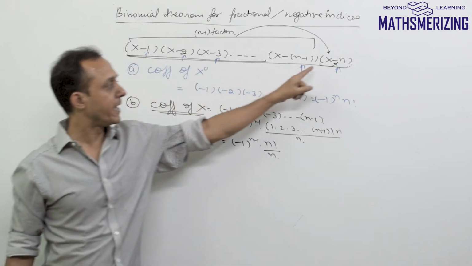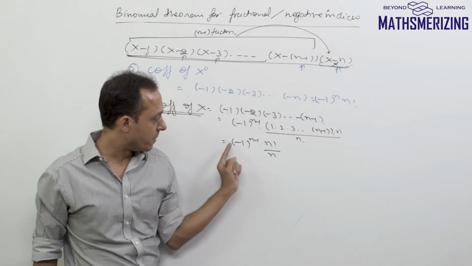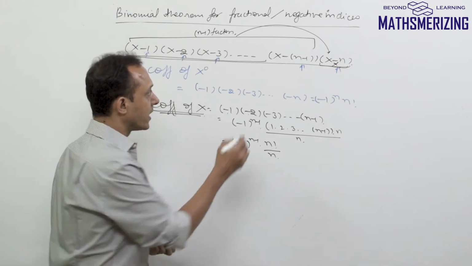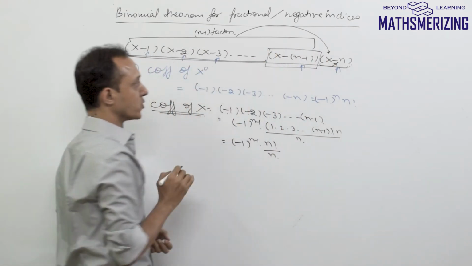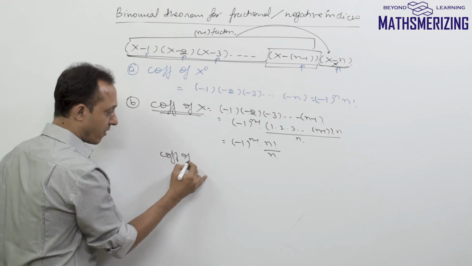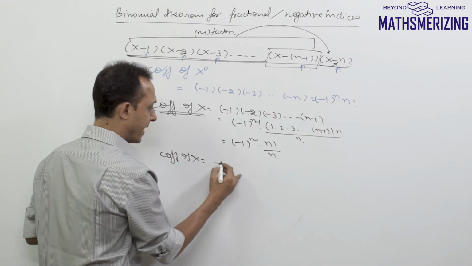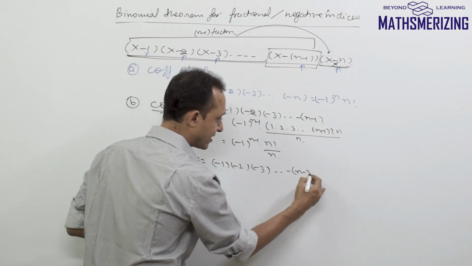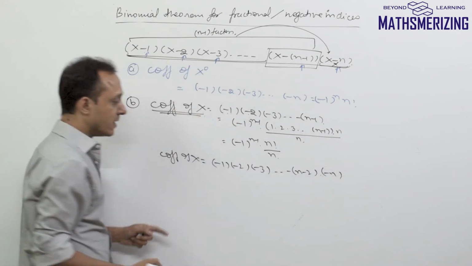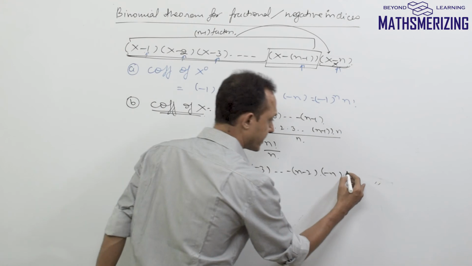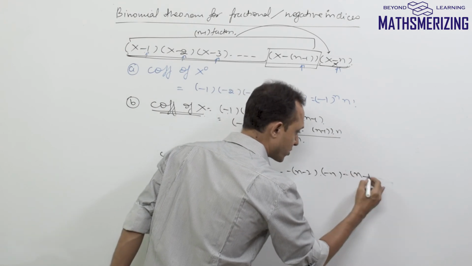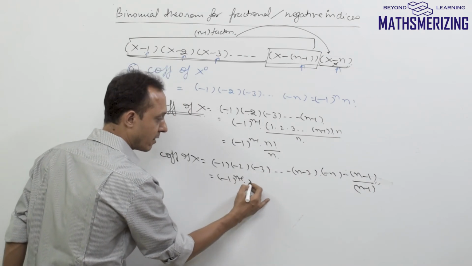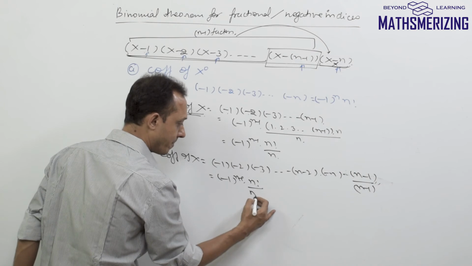So if I leave out this term x minus n, then the coefficient of x will be minus 1 to the power n minus 1 factorial n upon n. Now what if I leave out the factor x minus n minus 1? In that case, the coefficient of x will be minus 1, minus 2, minus 3, up to minus n minus 2, and then minus n. So that's the coefficient of x. Now again, for the sake of symmetry, I'll multiply with n minus 1 and divide with n minus 1. So again, it will be minus 1 to the power n minus 1, factorial n upon n minus 1.